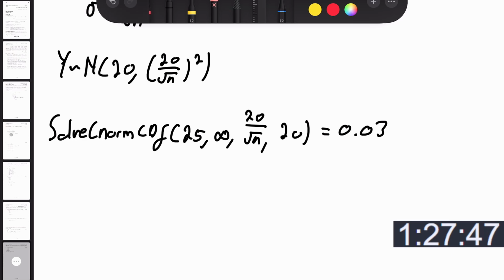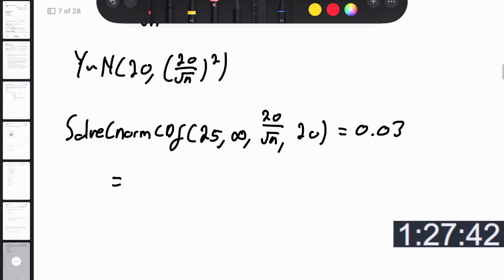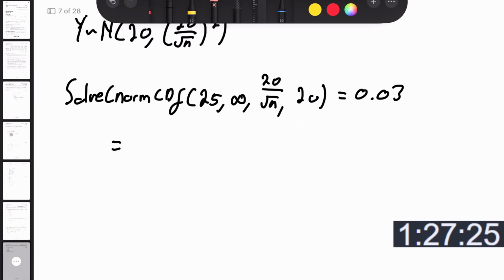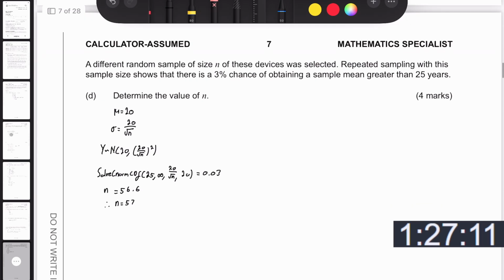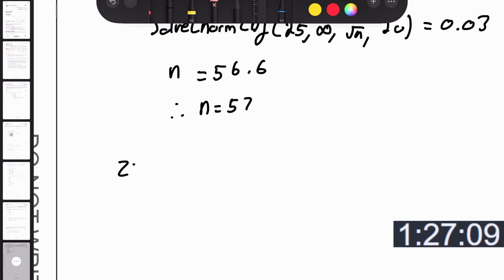I think we could do this with z-scores. So we'll see in a second if it'll give the same. So I want to solve normal CDF of 25 to infinity, with 20 on square root of n and 20, equals 0.03. I get that n is equal to 56.6, therefore n is equal to 57. So let's see if I do the 3% chance z-score.